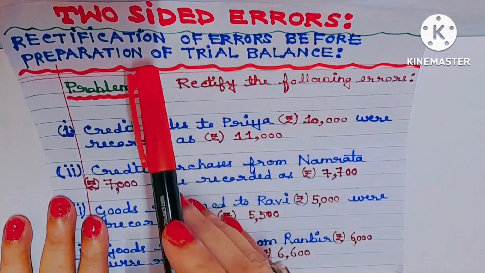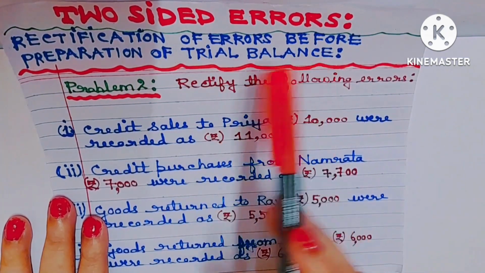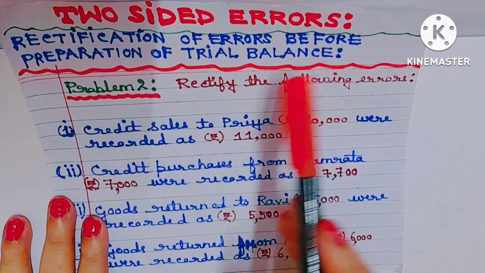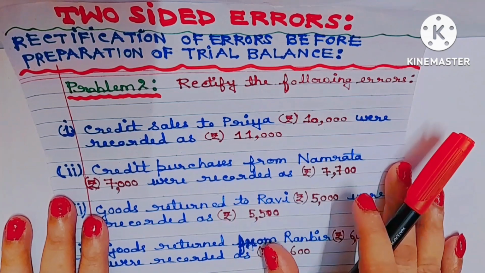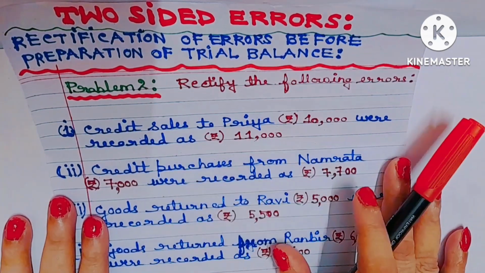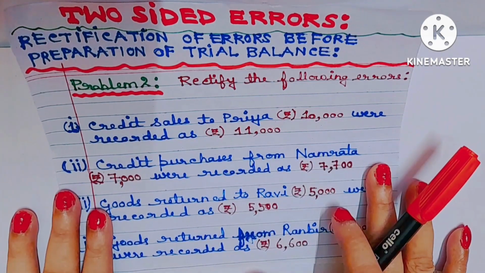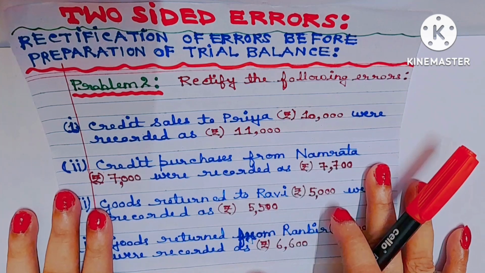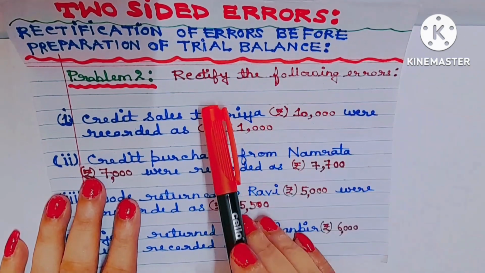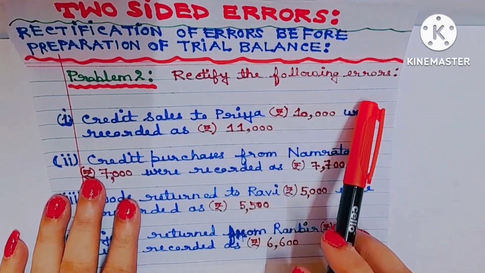Two-sided errors, rectification of errors before preparation of trial balance. Problem number 2, rectify the following errors. Now what is two-sided errors? Two-sided errors are those errors which do not affect the agreement of the trial balance. These errors can occur in two or more accounts. Okay? Please see here. Rectify the following errors.